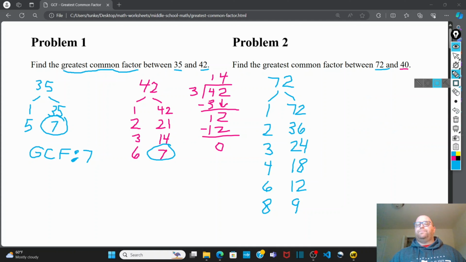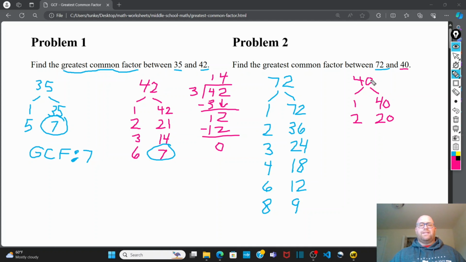Okay, so let's change colors here. So we're going to do 40. Obviously, 1 times 40 is going to give me 40. This ends in an even number. If we divide it by 2, we get 20. So 2 times 20 will give me 40.